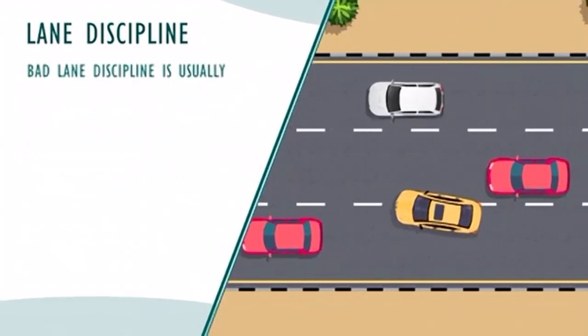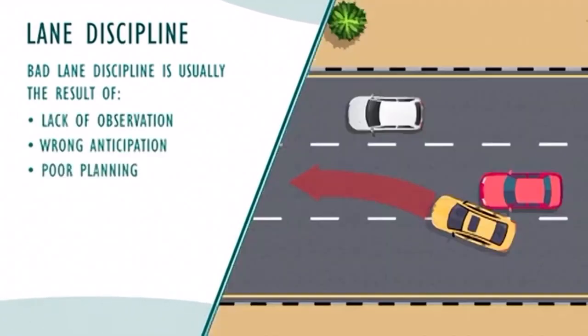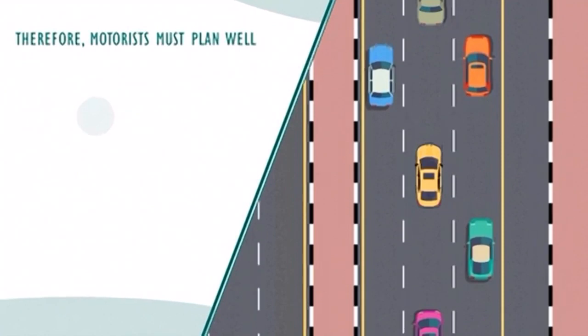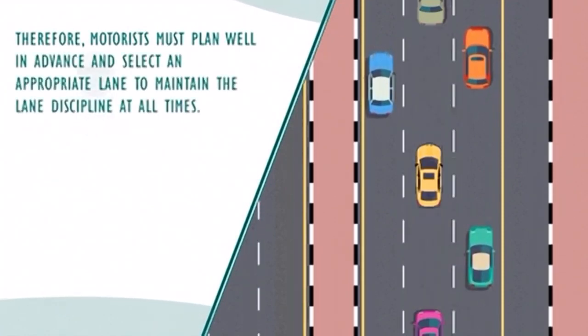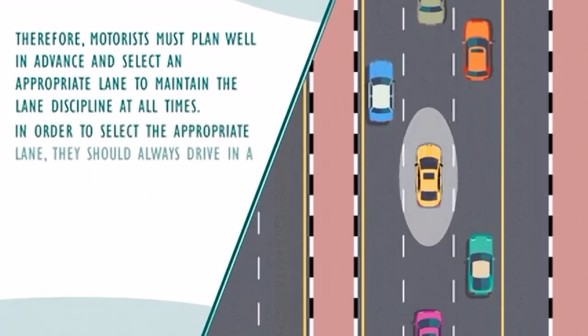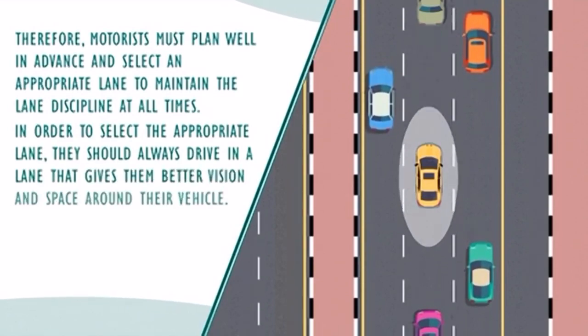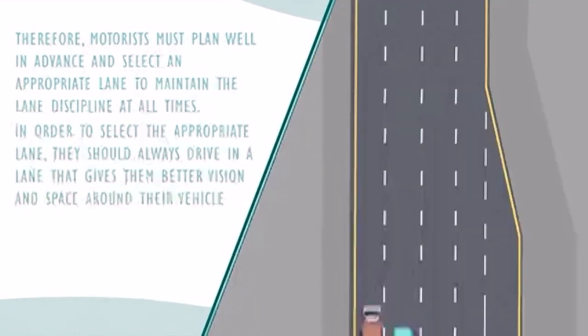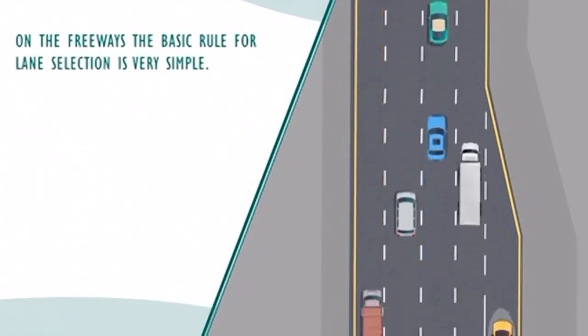Bad lane discipline is usually the result of lack of observation, wrong anticipation, and poor planning. Therefore, motorists must plan well in advance and select an appropriate lane to maintain lane discipline at all times. In order to select the appropriate lane, they should always drive in a lane that gives them better vision and space around their vehicle. On the freeways, the basic rule for lane selection is very simple.